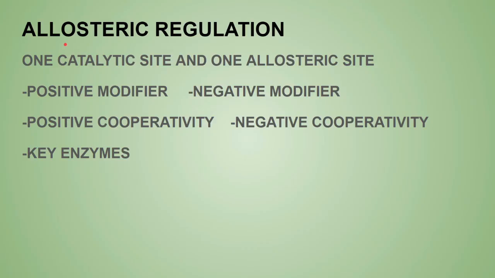Now next is allosteric regulation. As the name says, allo means other. So this allosteric enzyme has two sites, the catalytic site and the allosteric site. Now remember, at the catalytic site the particular substrate binds, while at the allosteric site an allosteric substrate or other substance can bind.